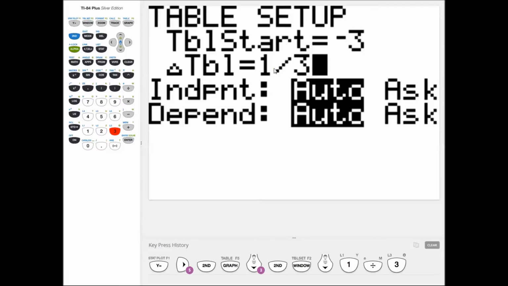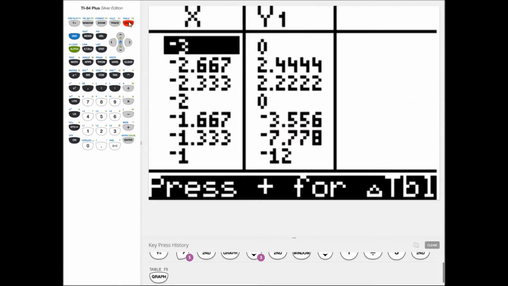And if you had, let's say, thirds and halves, then you'd probably have to count in a common denominator like 1/6 so that you could see all of them. Let's go back to the table and see how that looks. So now you see it's counting in 0.333 repeating increments, which means it's counting in 1/3. Now, we didn't really need it on this problem.